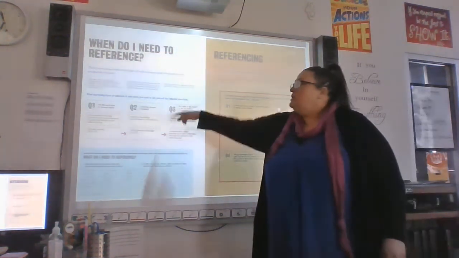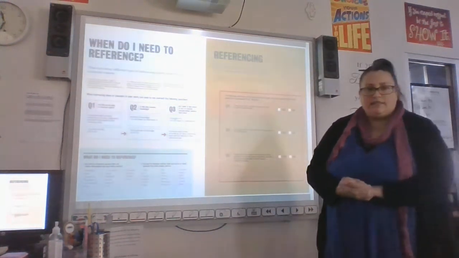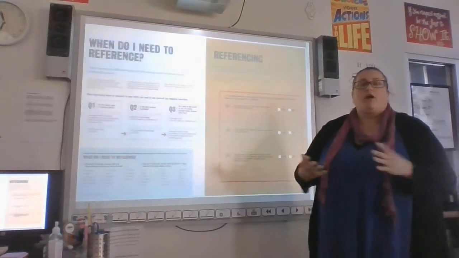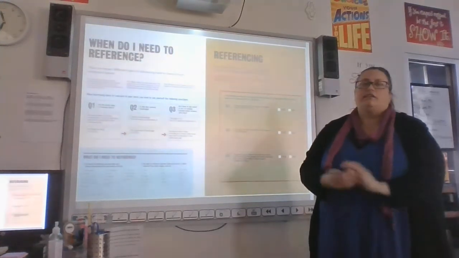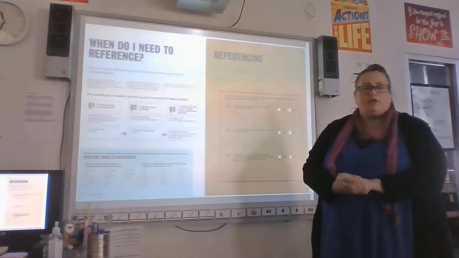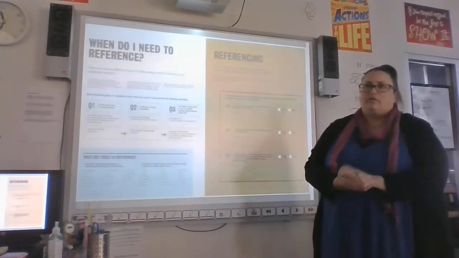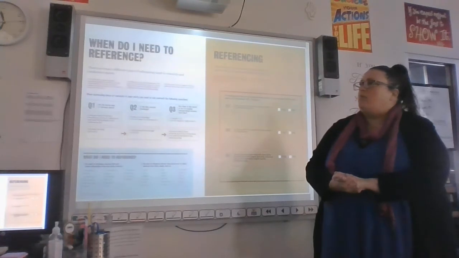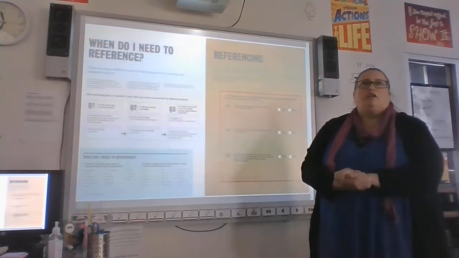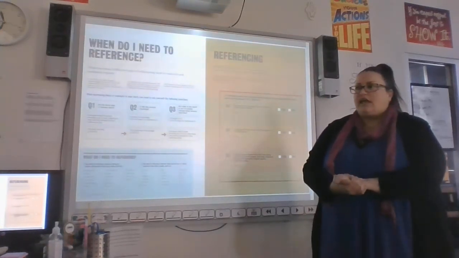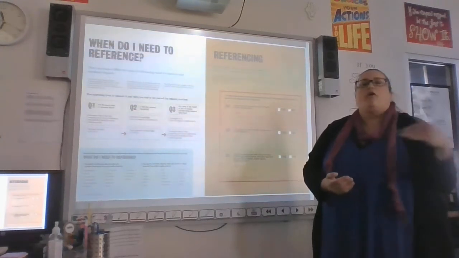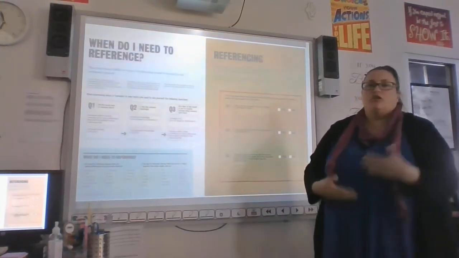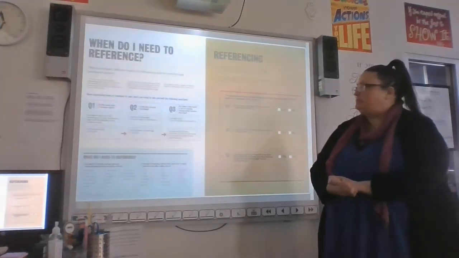The second question is, if the idea is simply common knowledge, then no, it doesn't need to be referenced. By common knowledge, I mean things like it's commonly known that in Australia we drive our cars on the left-hand side of the road, so that obviously doesn't need to be referenced. It might also be common knowledge that the Bermuda Triangle is an area below Florida and around the Caribbean Ocean. Everyone knows that. It's common knowledge. You don't need to reference that type of information.